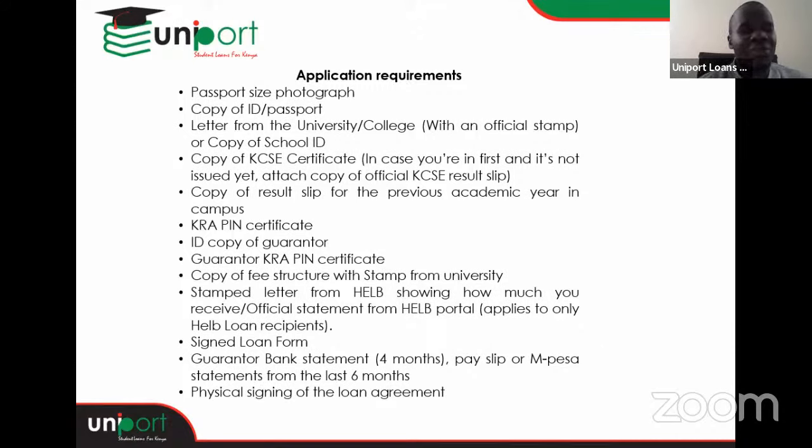And then finally, for the requirements, as time goes by, new policies are created. So starting this year going forward, we require that applicants sign loan agreements physically in the presence of a lawyer from Uniport and their guarantors. So that will be a requirement. Once you finish the application, you will sign this loan agreement in the presence of a lawyer, and either two guarantors or one guarantor must be available. So essentially, that is it when it comes to the requirements.